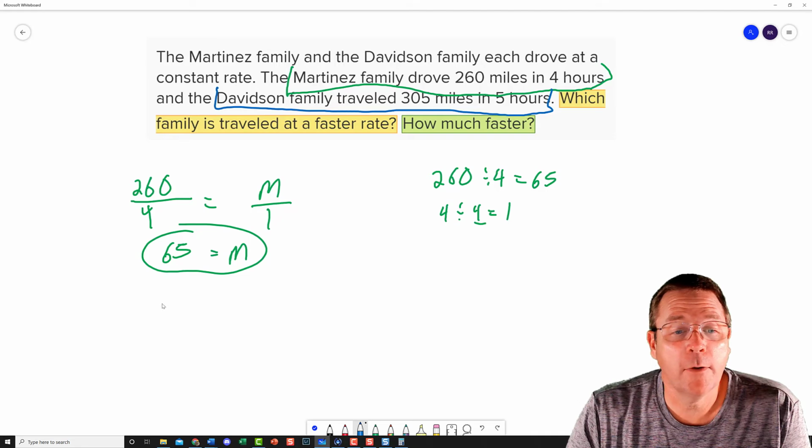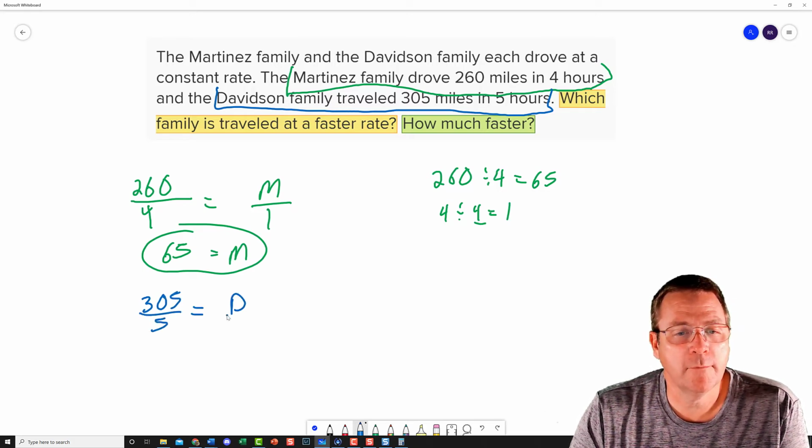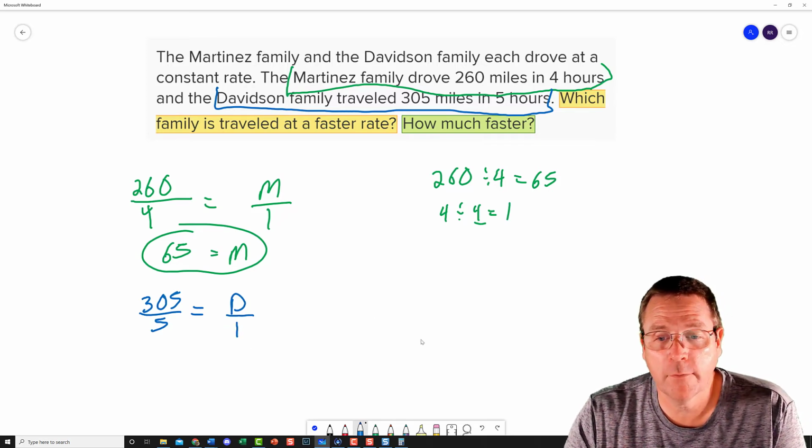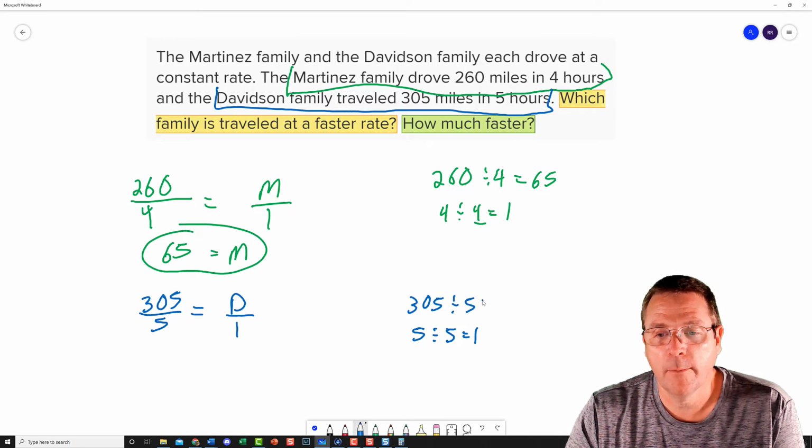If we have 305 miles in 5 hours, I'm going to set up a set of equivalent ratios here. 305 is to 5 as the Davidson family's D is to 1. To get from 5 to 1, I have to divide by 5. 5 divided by 5 is equal to 1. Therefore, I'm going to divide the 305 by 5.